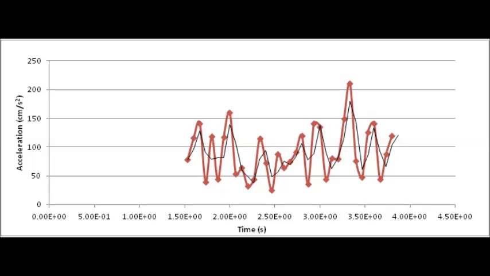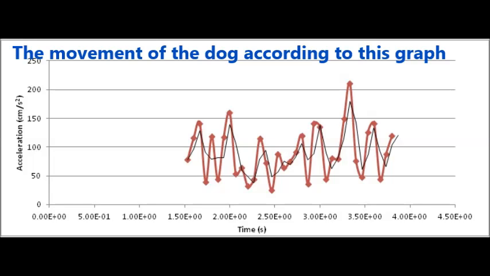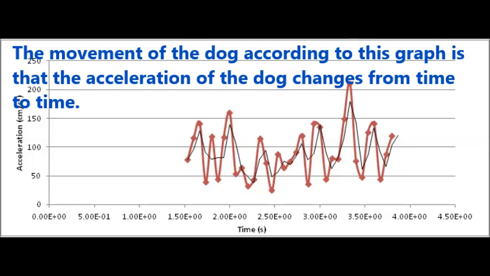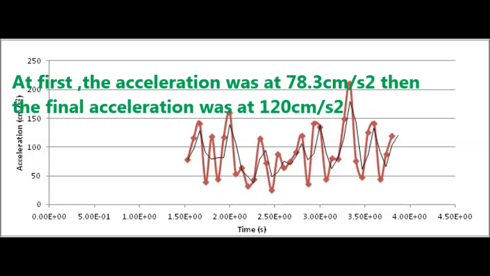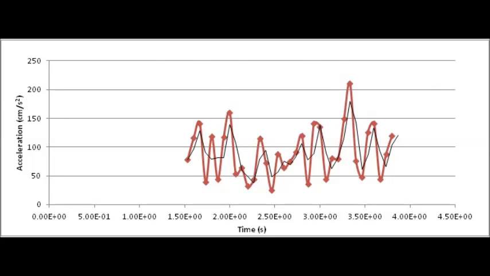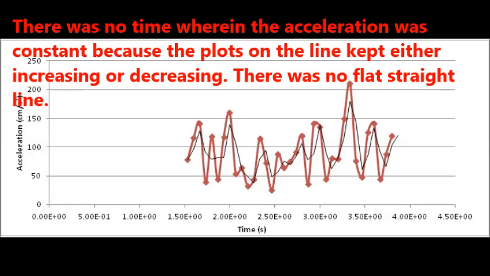And lastly, the acceleration time graph. The movement of the dog, according to this graph, is that the acceleration of the dog changes from time to time. At first, the acceleration was at 78.3 centimeters per second squared, and then the final acceleration was at 120 centimeters per second squared. There was no time wherein the acceleration was constant because the plots on the line kept either increasing or decreasing. There was no flat, straight line.